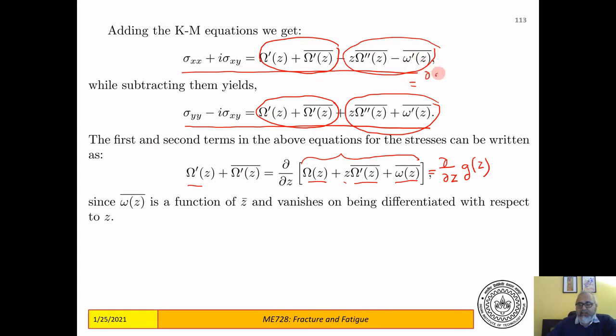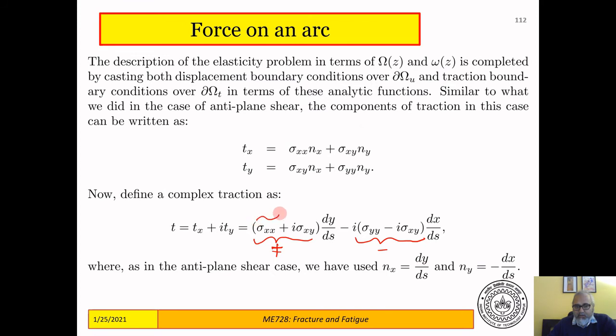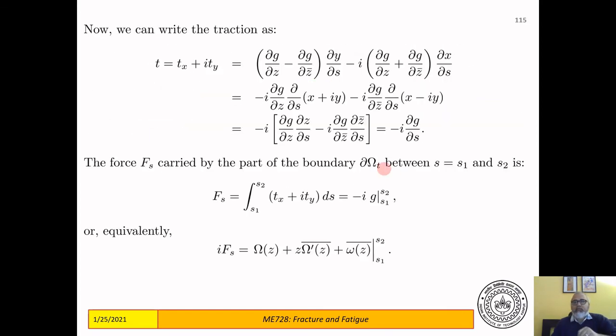this is del g del z minus del g del z bar, and this is del g del z plus del g del z bar. So this is what we will get for sigma xx plus i sigma xy and sigma yy minus i sigma xy. Now we can calculate the tractions. So we plug it in here. This is del g del z minus del g del z bar, and this is del g del z plus del g del z bar, right? So if you do that, write the tractions.